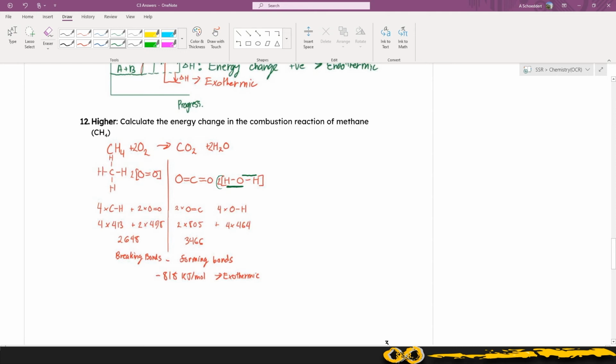I often see students who will either just do 2 because they say that there's 2 of the molecule, or they'll do just 1. And so make sure you remember that if there's a ratio in front like this 2, it will modify the whole molecule and all the bonds that are present there.